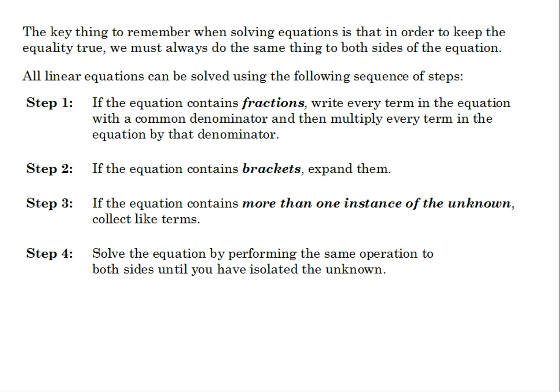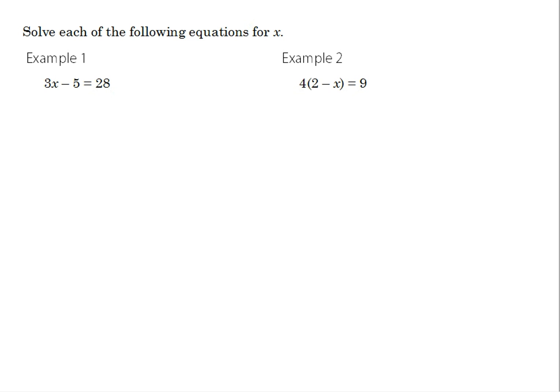The third step is to deal with situations where you have more than one instance of the unknown. So you might have 2x on one side of the equation and 5x on the other side of the equation. So collecting like terms. And then step 4 is you should now have a fairly standard form linear equation by this point, and you simply need to solve the equation by performing the same operation to both sides until you've isolated the unknown. So let's work through some examples.